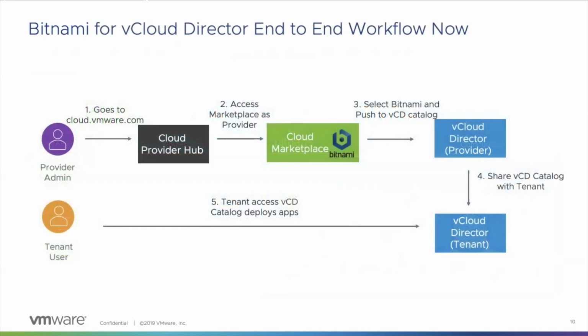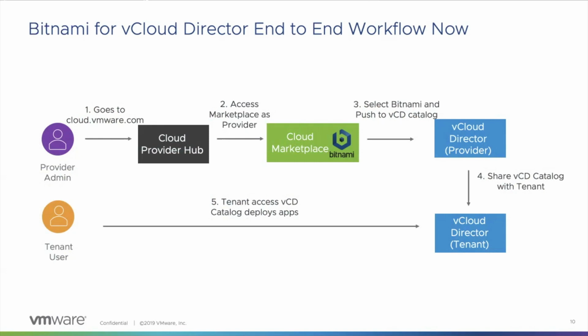Without App LaunchPad, this is the workflow that would exist today. Firstly, on the top left, a cloud provider would go to cloud.vmware.com, which takes them to the Cloud Provider Hub. And if they have signed a Bitnami commit contract, they could then go to the Cloud Marketplace service where all of the Bitnami applications would be shown to them. Now, Marketplace has integrated with vCloud Director as an endpoint, so they could push applications from Cloud Marketplace into vCloud Director as vApp templates. They would select the catalog to push to, and then the application would exist in that catalog in vCloud Director as a vApp template.